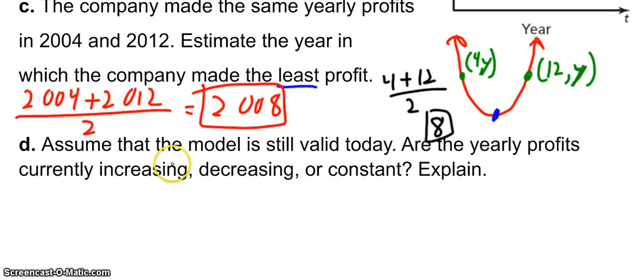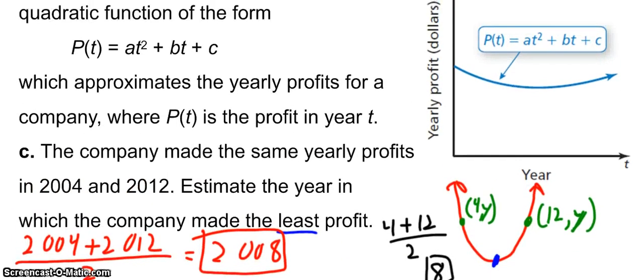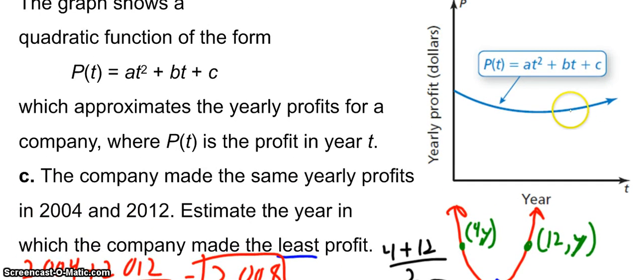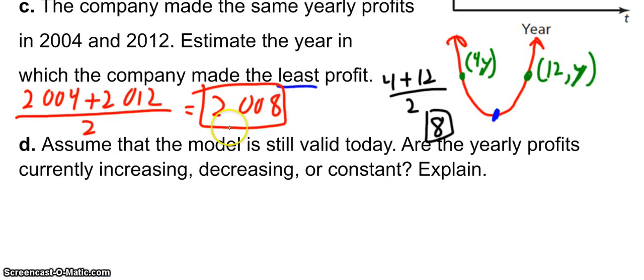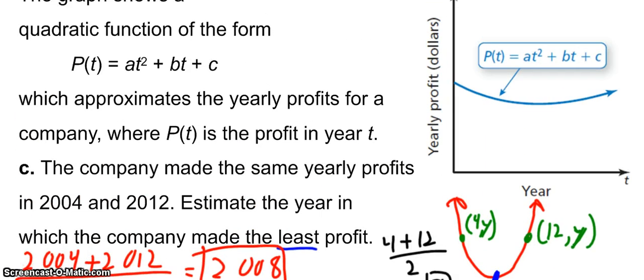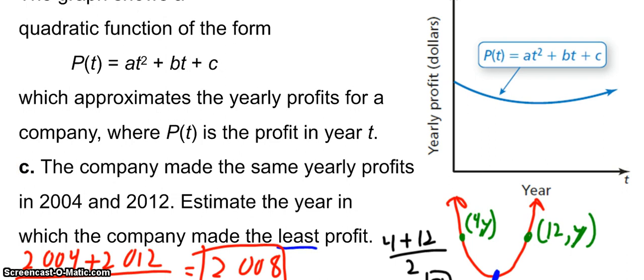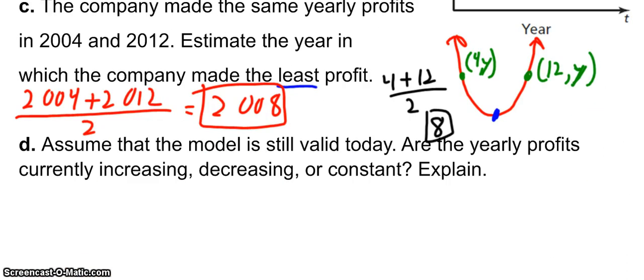Next question. Assuming that the model is still valid today, are the yearly profits currently increasing, decreasing, or constant? Well, if the model is still valid today and the minimum occurred in 2008, then theoretically it should still be increasing because we are past 2008 and it has been going up since then.